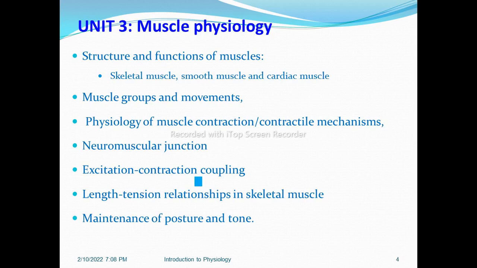And chapter 3 will be muscle physiology. In muscle physiology we will see the structure and function of the muscles. Skeletal muscle, smooth muscle and cardiac muscle are grouped under muscle groups, and we will see muscle groups and movements. We will also see the physiology of muscle contraction, contractile mechanisms, neuromuscular junction, that's the junction between nerve and muscle, excitation contraction coupling, length tension relationship in skeletal muscle, and maintenance of posture and tone, all covered under muscle physiology.